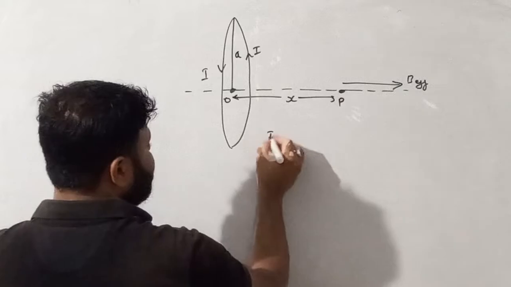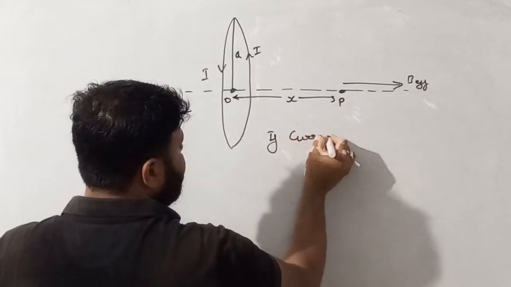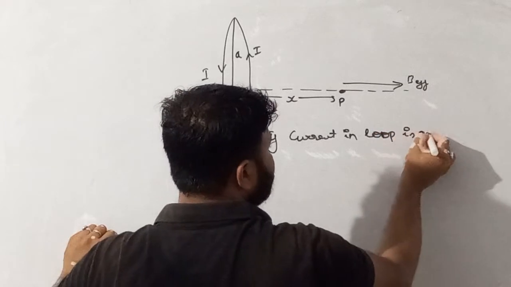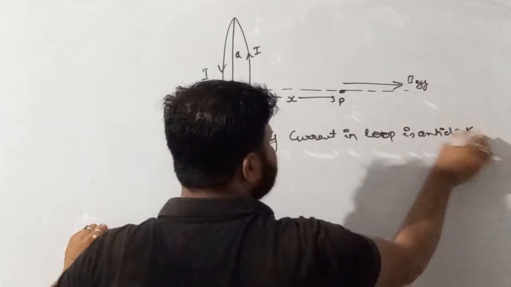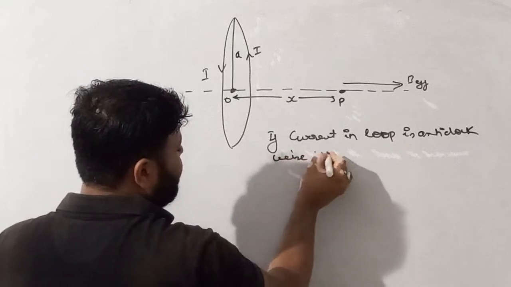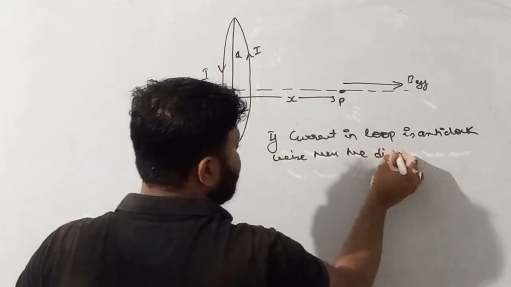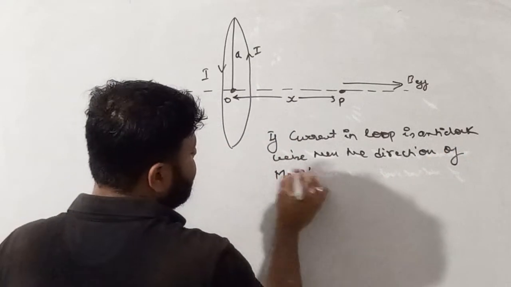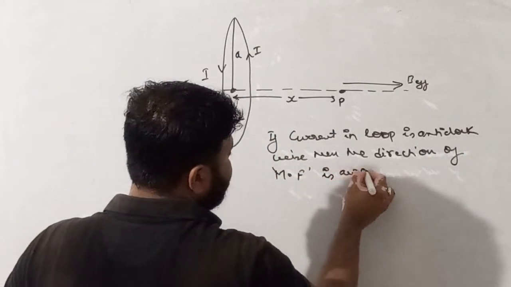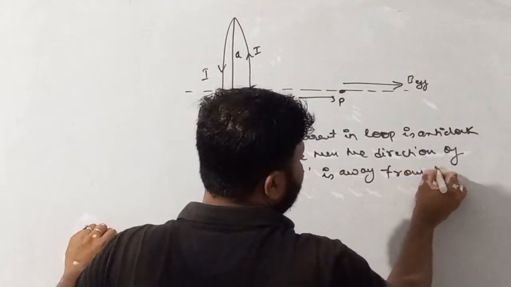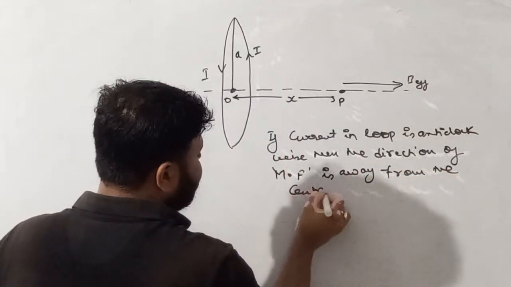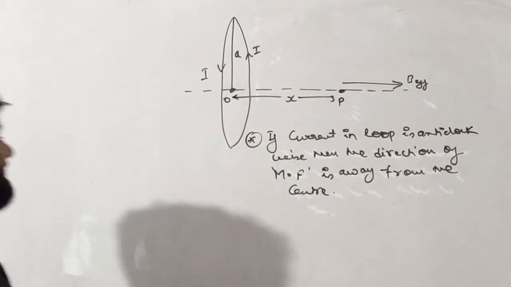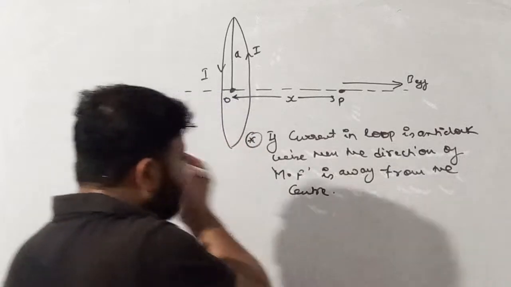the center. I'll write here, if current in loop is anti-clockwise, then the direction of magnetic field is away from the center.